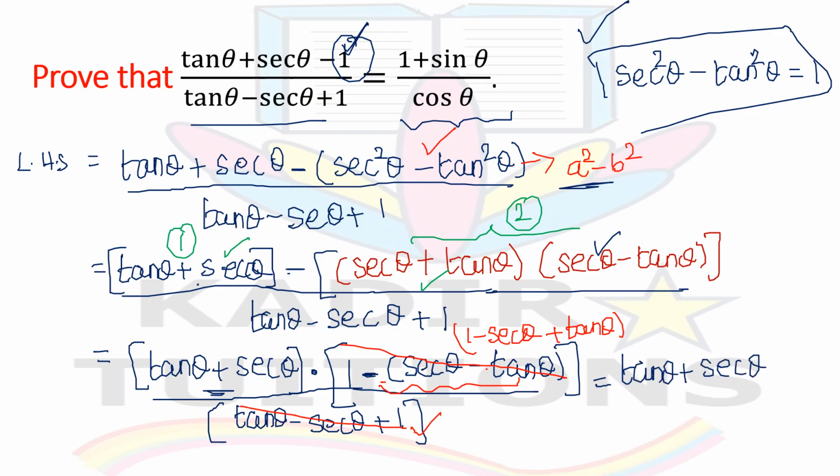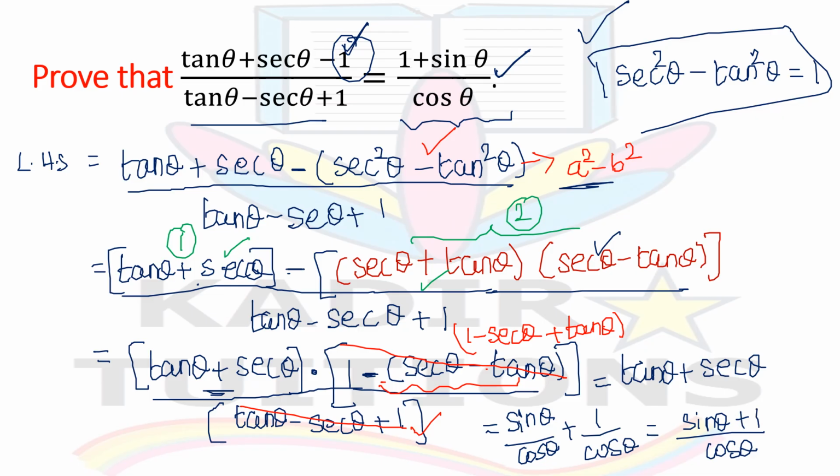But see, in our question, the RHS is in terms of sine and cos. So we can convert this tan and secant in terms of sine and cos. So what is tan theta? It is sine theta by cos theta. And what is secant theta? It is 1 by cos theta. As both the denominators are the same, we can combine with a single denominator, and the numerator is going to be sine theta plus 1. Which is what the answer they asked us to prove. So we got it. Hope you understood. Thank you.